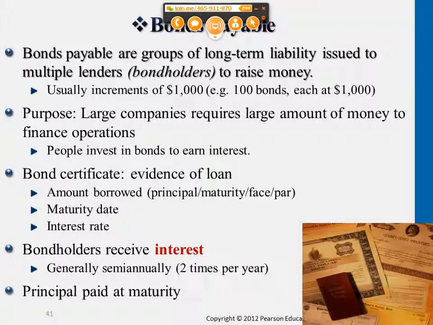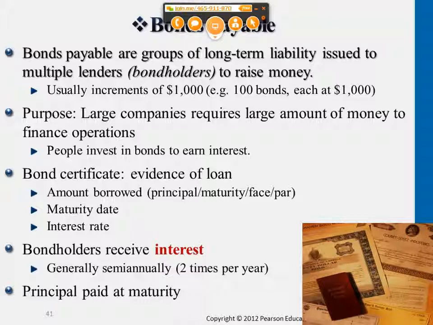Okay, so basically the purpose, again, is for large companies to acquire large amounts of money from the public to finance operations, to borrow money from the public. They issue a bond certificate. This is a source document, evidence of this loan. Loan means the debts that you raise from the public, the money that you borrow. So the bond certificate would state definitely the amount and the maturity date, when the bond is due. So just like short-term notes and long-term notes, it has a due date, and also the interest rate that your company is offering to the creditor.